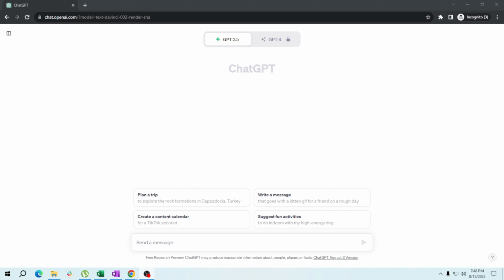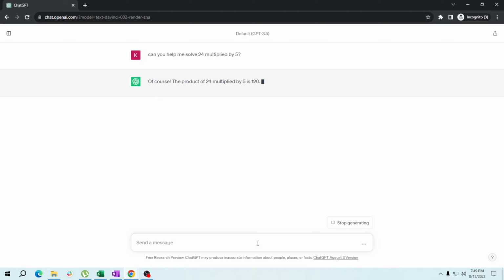Like for example, let's ask ChatGPT now, can you solve 24 multiplied by 5? So let's ask ChatGPT nicely and be sure to be specific and be clear to get accurate results. So once you've asked, ChatGPT will swiftly process your request and provide you with the answer you're looking for.